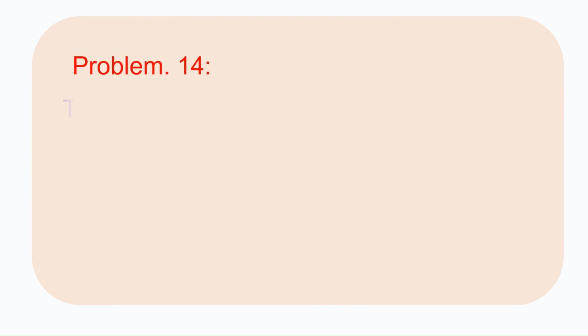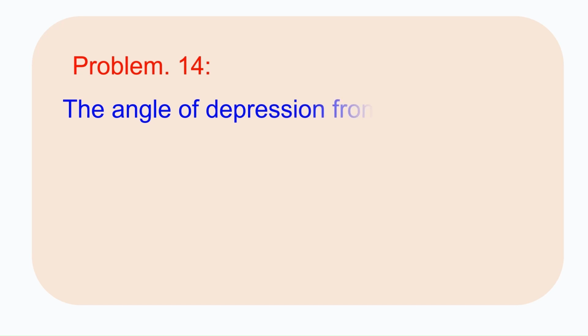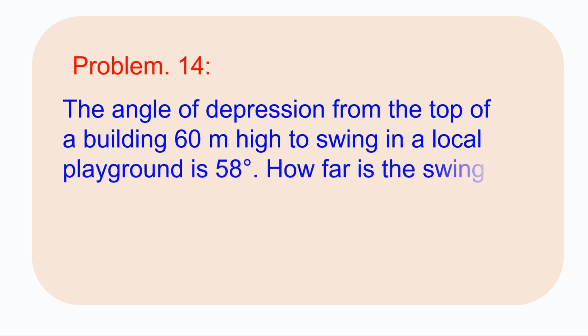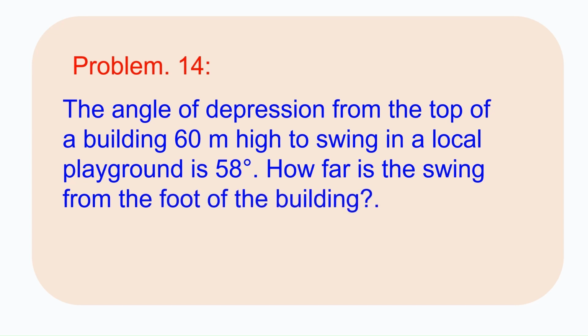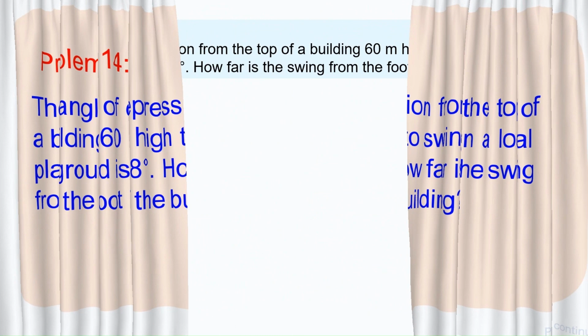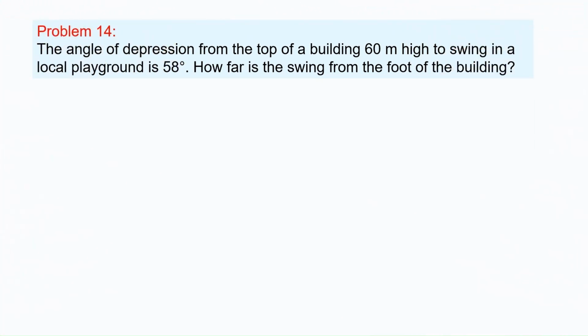Problem number 14. The angle of depression from the top of a building 60 meters high to a swing in a local playground is 58 degrees. How far is the swing from the foot of the building? Imagine the scenario on the ground, and then convert this picture into simple geometry.